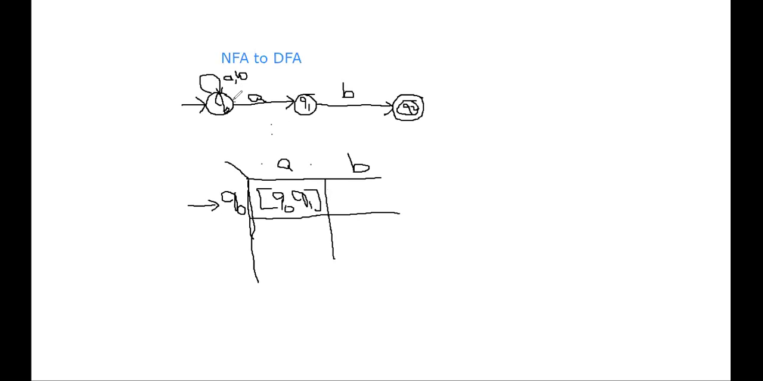Now on B, calculate Q0 on B. Q0 on B is Q0 only. Either you represent it like this as a single state, or you can openly write it.